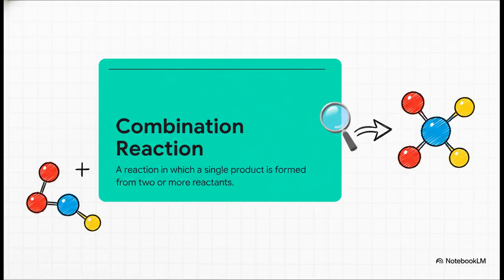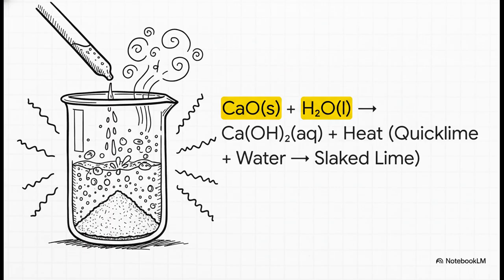You can think of it like this. Reactant A plus reactant B combine to give a single product, AB. A very common example of this is the reaction of calcium oxide, which is also known as quicklime, with water. When they react, they combine to form only one product, calcium hydroxide, or slaked lime. A large amount of heat is also produced in this reaction.